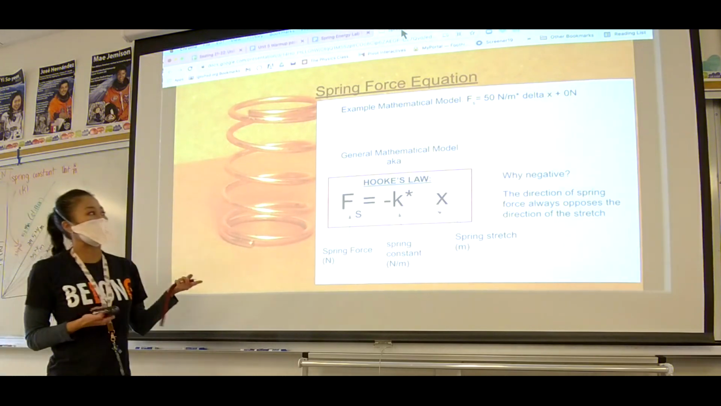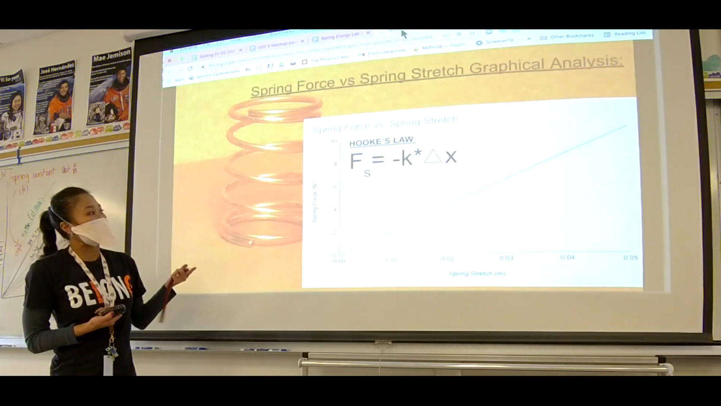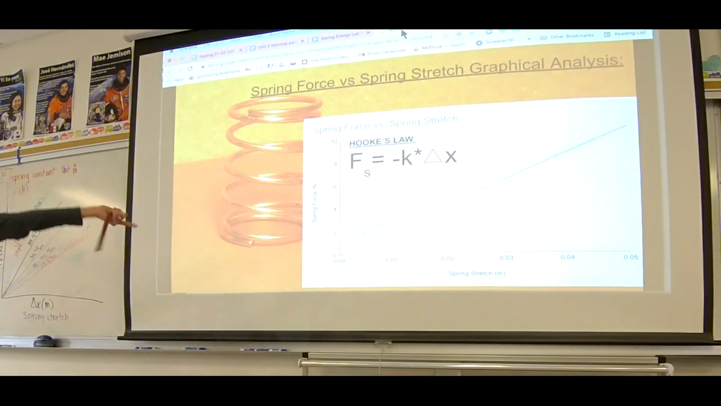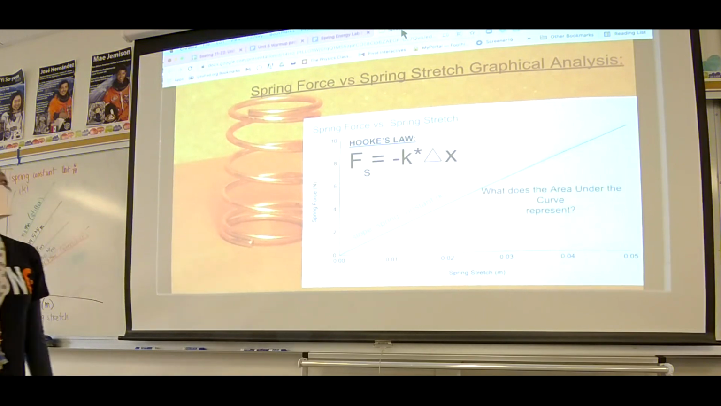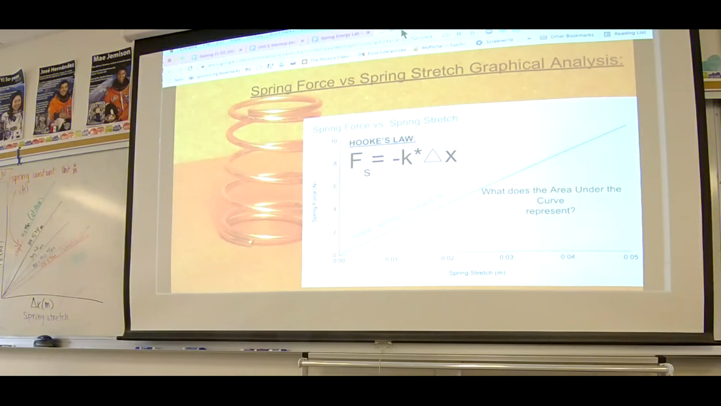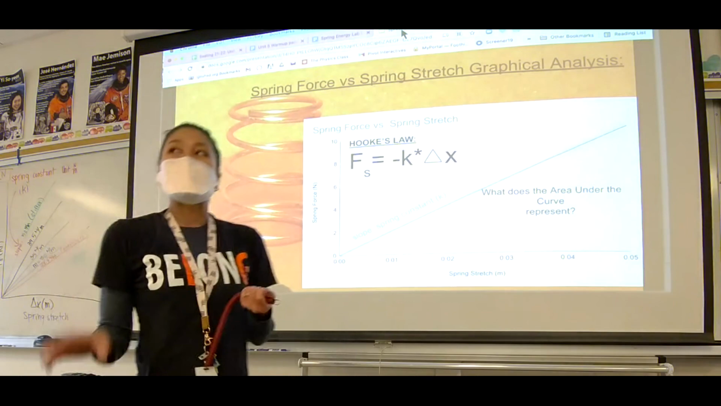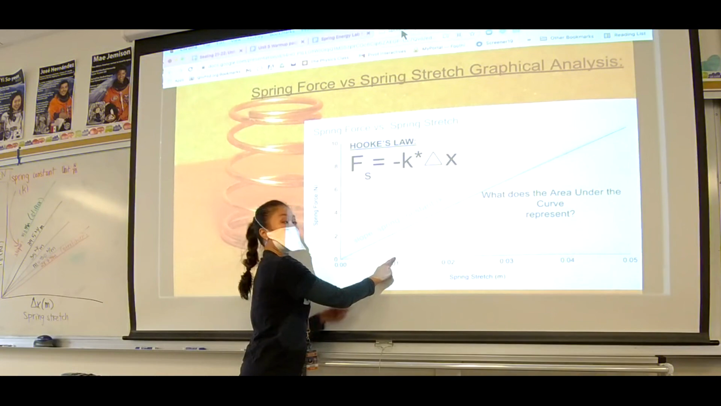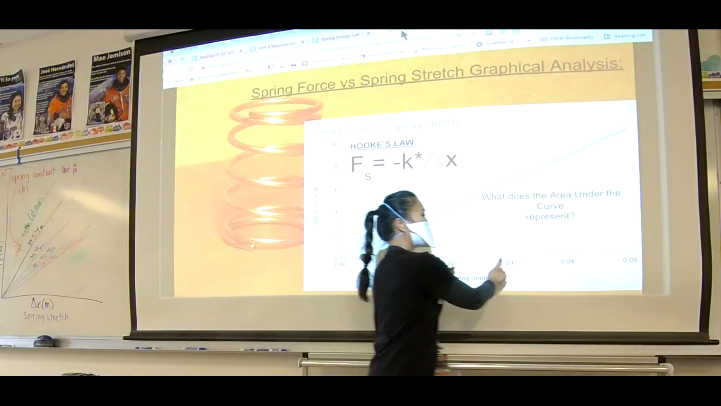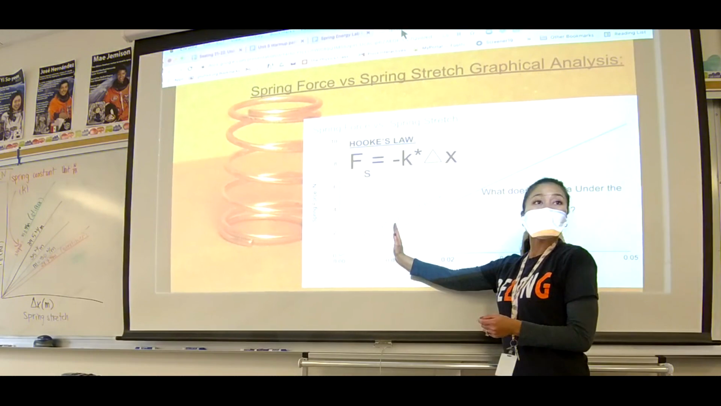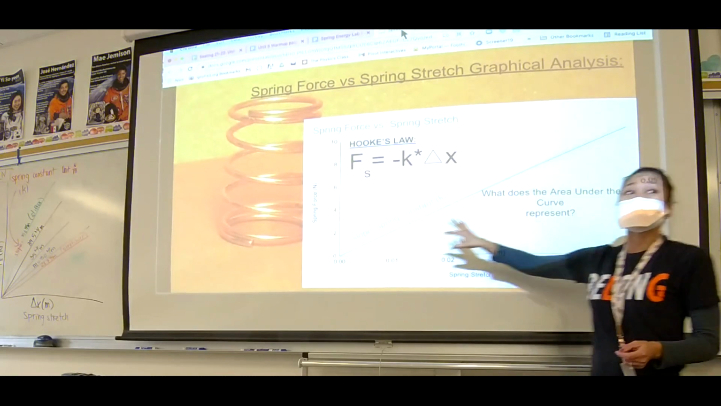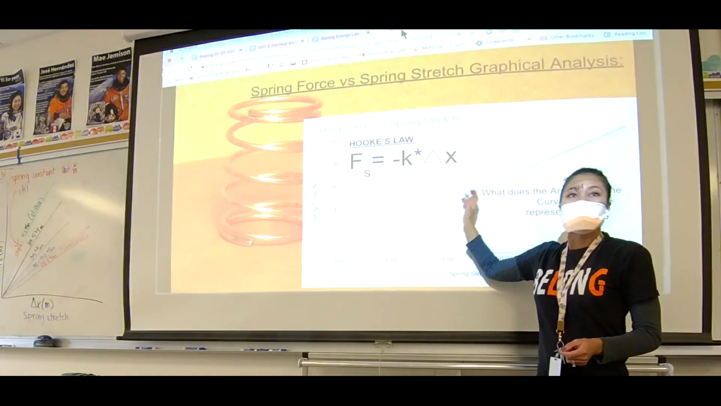This is an equation in your physics helper. The other thing we want to write down is that the slope, we already talked about this, represents the spring constant. But what does the area under the curve represent? This I'm going to have you write in your graph. I want you to think about this. As you stretch your spring bigger and bigger, the area under the curve gets bigger and bigger. Not a direct relationship, but more like an exponential relationship.